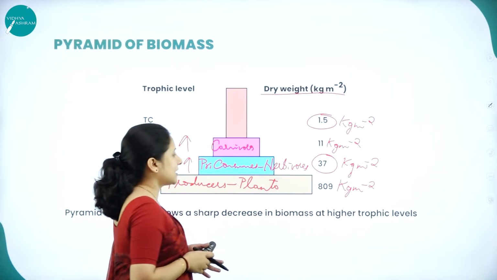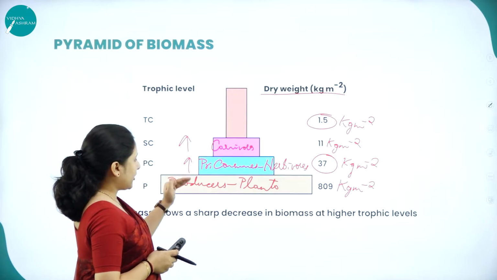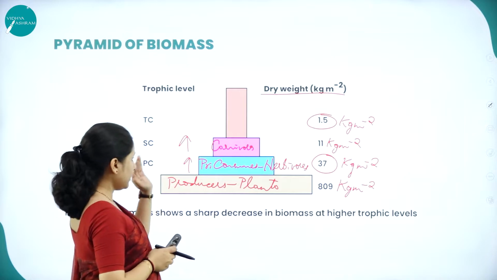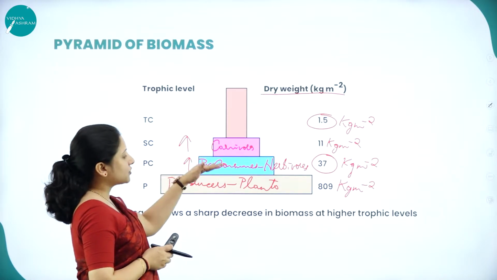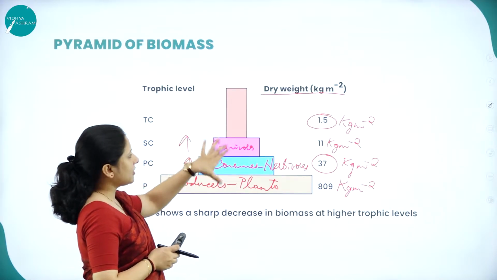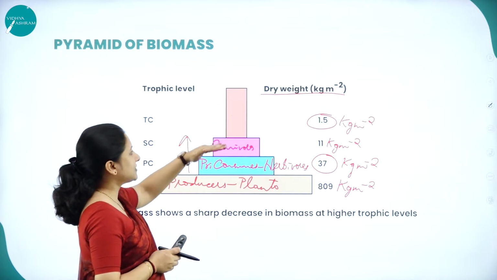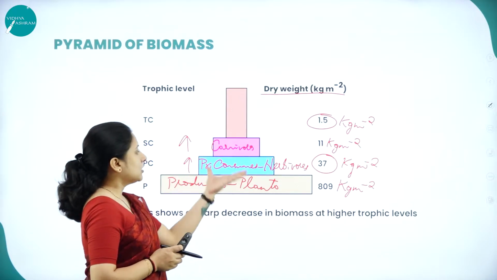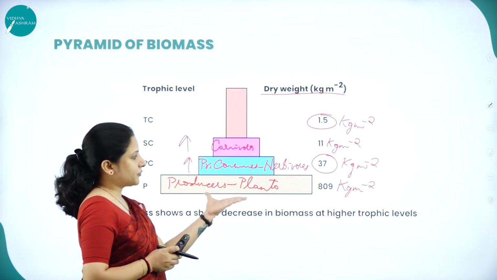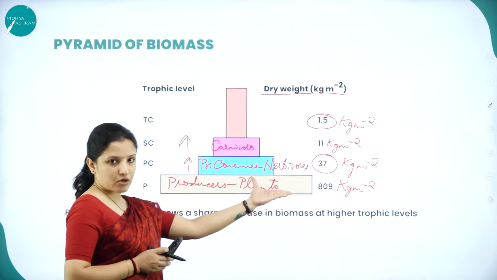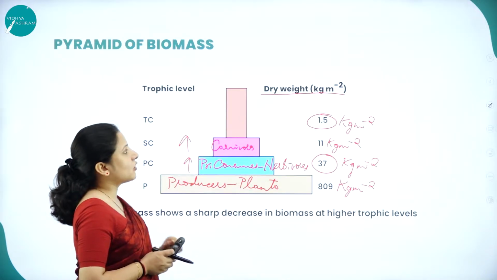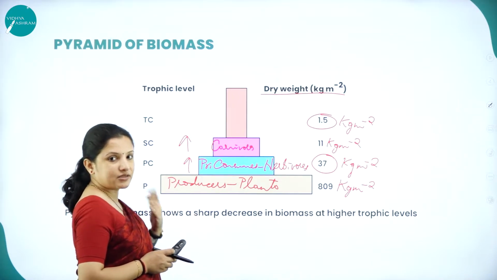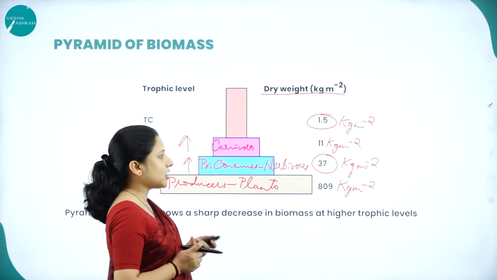So, what did we understand here? The pyramid of biomass shows a sharp decrease in the weight or in the biomass as it moves to the higher trophic level, wherein the lower trophic level occupied by the producers will have a higher weight and the least weight is seen in those occupying the higher trophic level, that is the tertiary consumer. So, this is what we understood.